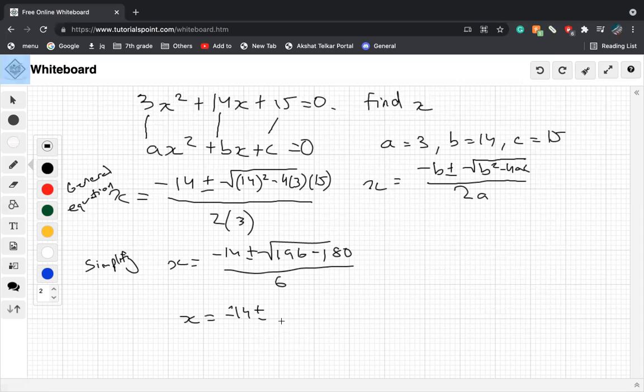The square root of 16, as we all know, is 4, all over 6. Okay. Now there are different ways of putting this together. Obviously, we know it's a plus or minus, so we're going to branch it out into 2 equations. First equation is that x equals a negative 14. I'll rewrite that. Sorry. A negative 14 plus 4 over 6. And the other one is that x equals a negative 14 minus 4 over 6.